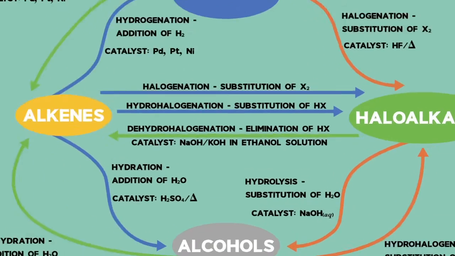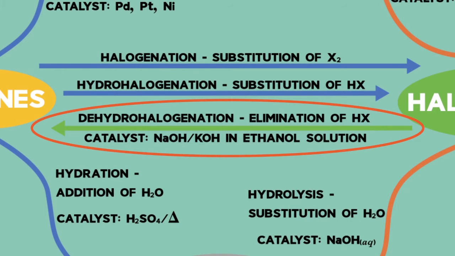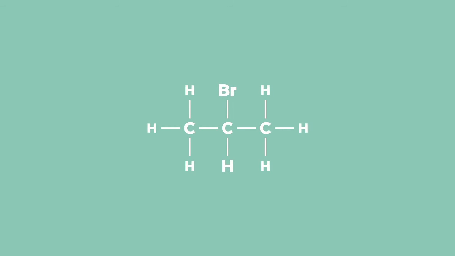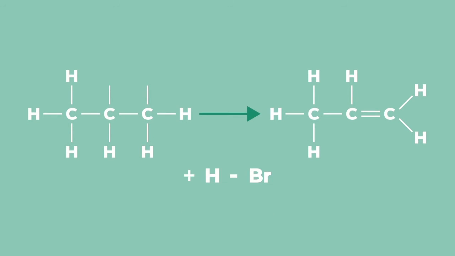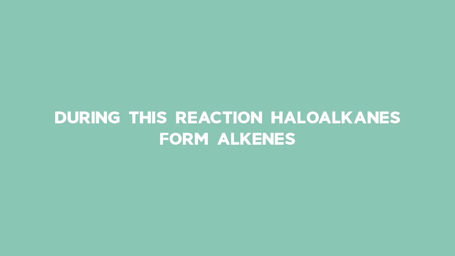The first type of elimination reaction is the elimination of a hydrogen halide. The special name for this type of reaction is dehydrohalogenation. The halogen and hydrogen from an adjacent carbon are removed, forming a double bond between the two carbons and a hydrogen halide as a byproduct. During this reaction, haloalkanes form alkenes.